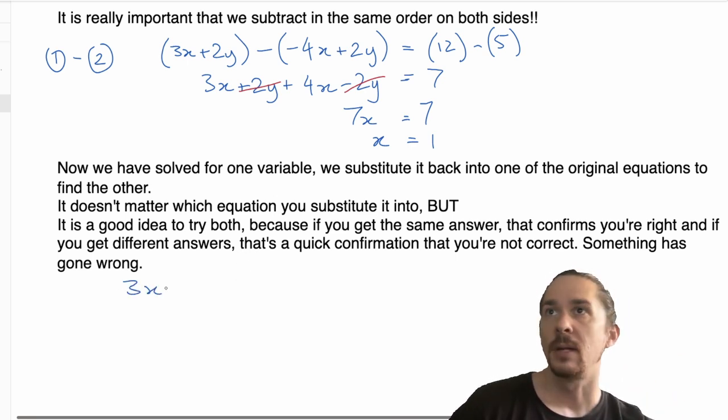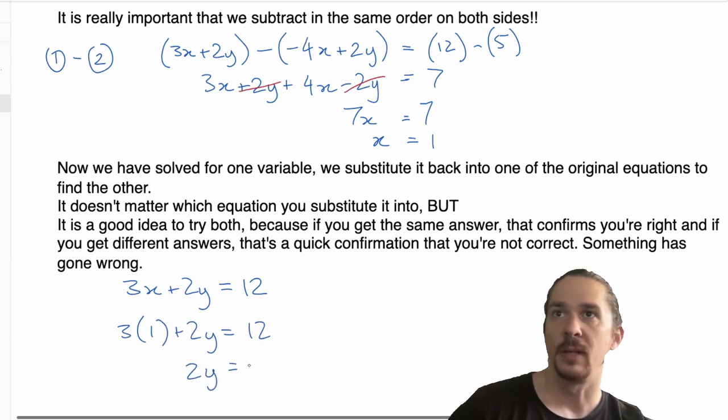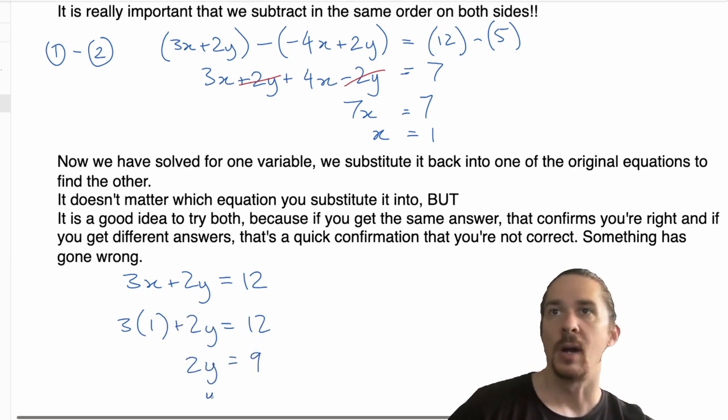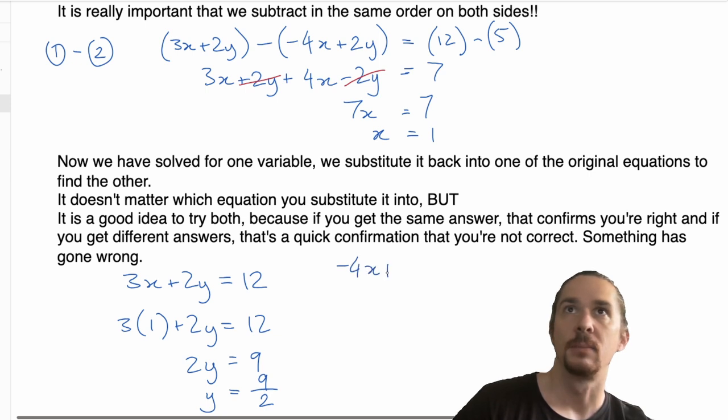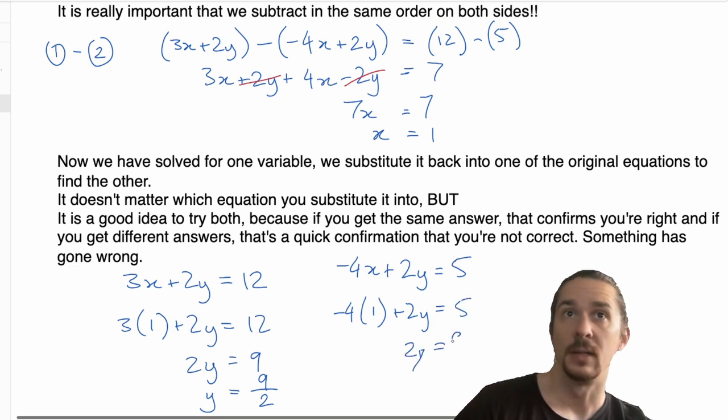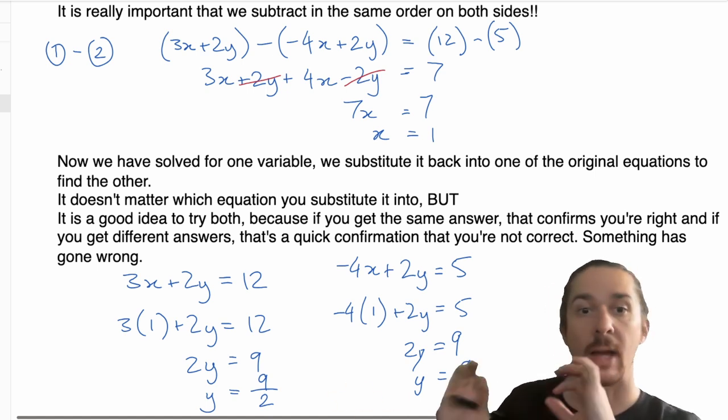We had 3x plus 2y equals 12. And we just discovered that x is 1. So that means 2y will be equal to 9. Or in other words, y will be equal to 9 over 2. And then if we use the other equation to check, we have negative 4x plus 2y equals 5. Negative 4 times 1 plus 2y equals 5, which means 2y is going to be equal to 9. And so again, y is going to be 9 over 2. Because these two match, that means we're on the right track.